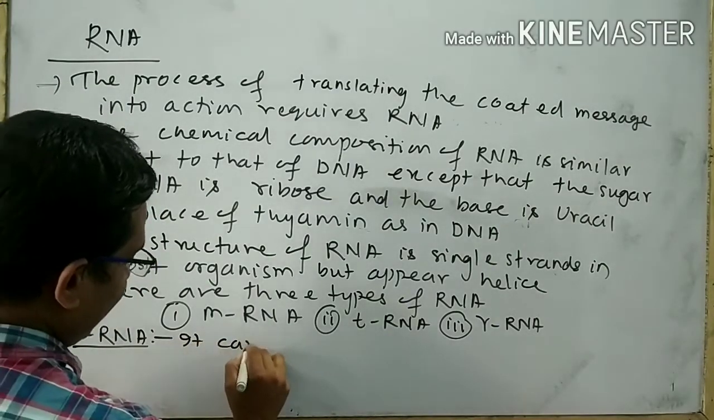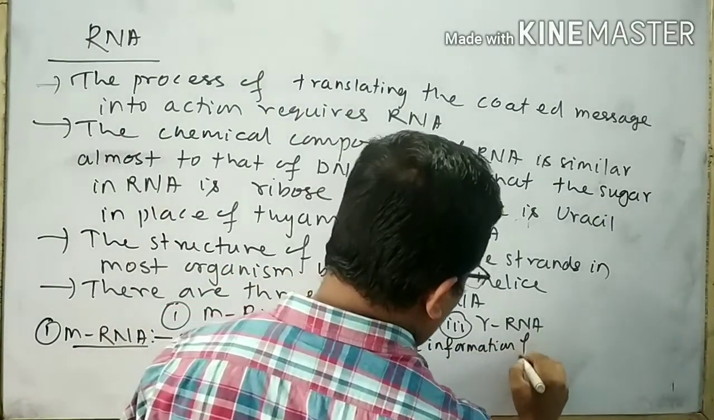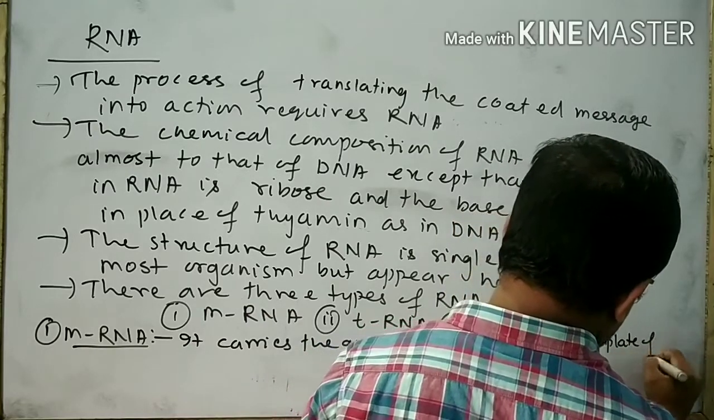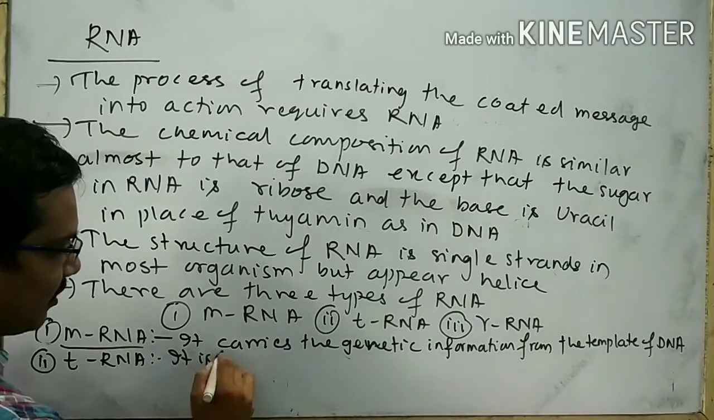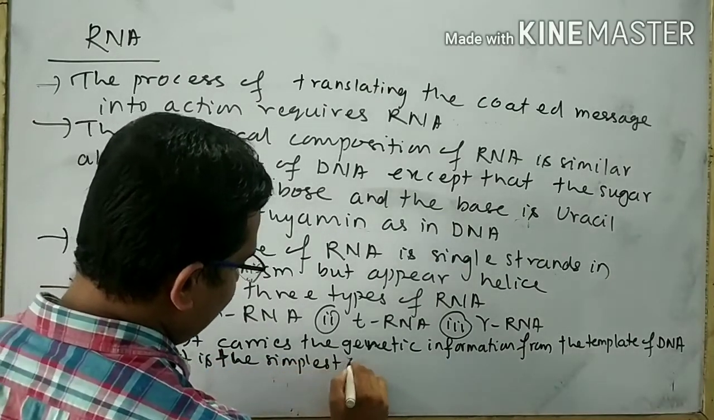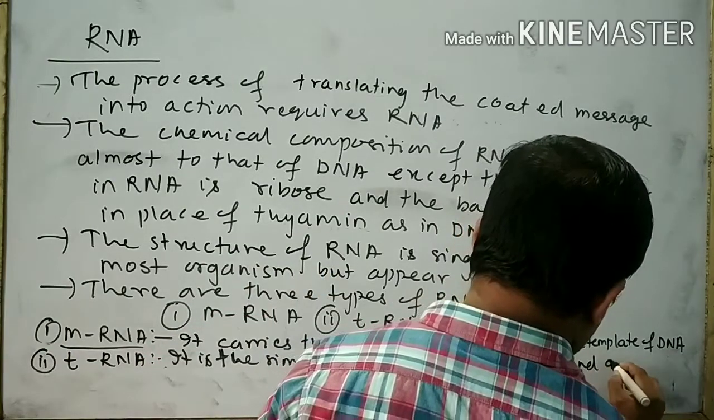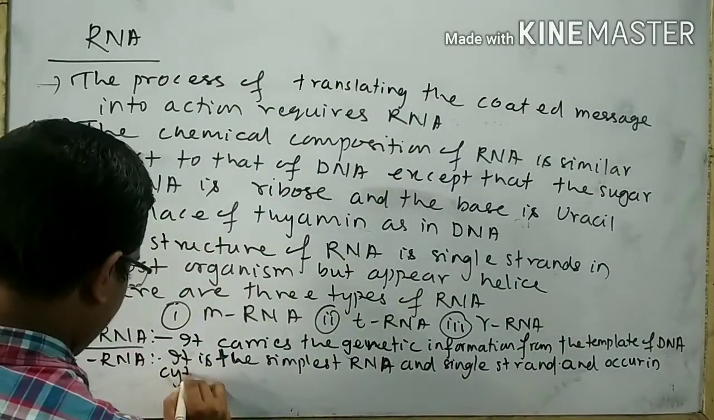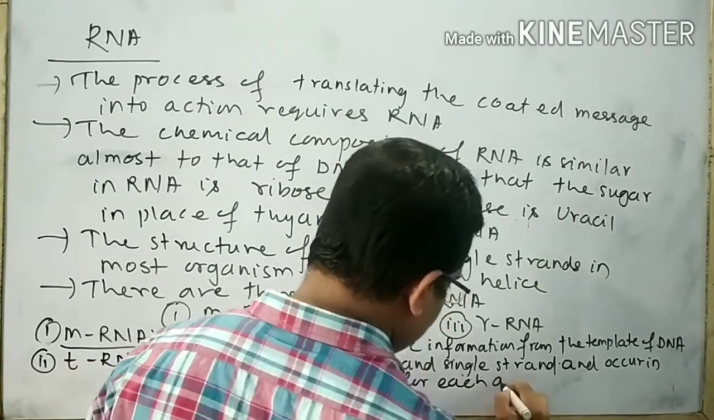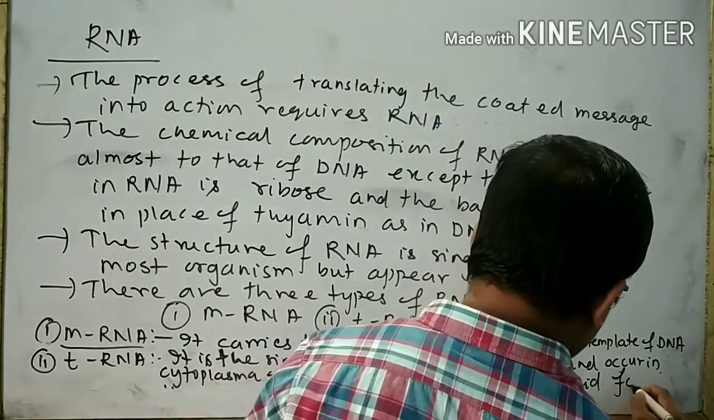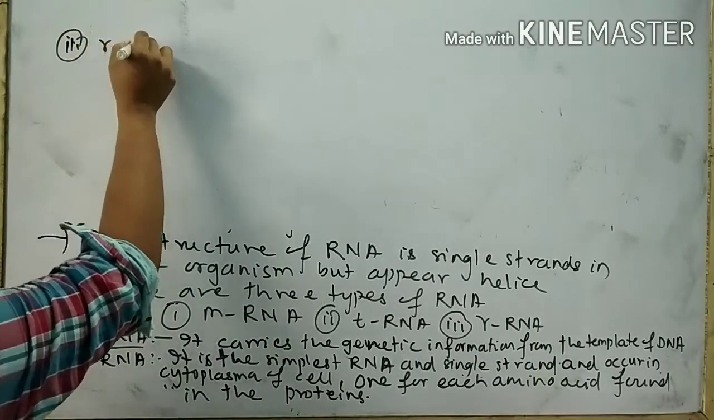So you can write it carries the genetic information from the template of DNA. Next is your tRNA. It is the simplest RNA and single strand and occurs in cytoplasm of cell. One for each amino acid found in the proteins. Next is your rRNA.